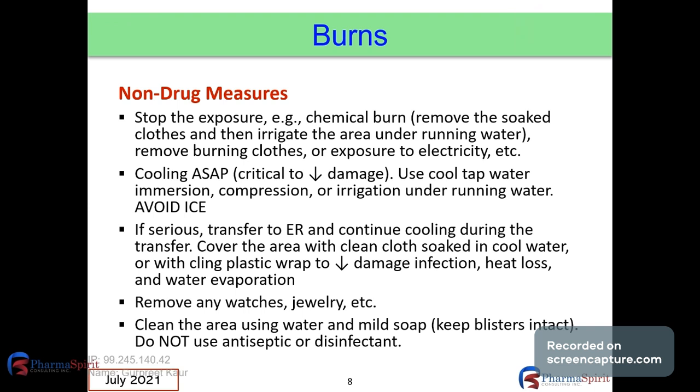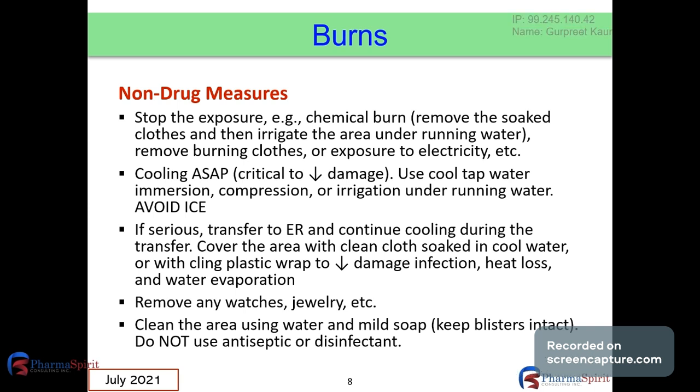Important also to avoid ice. Many people, when they have a burn, try to put ice on the burn. It's important to avoid ice. Why? Because ice can cause vasoconstriction and may worsen the injury, and it may also cause frostbite. Also, it can cause hypothermia. So ice is not a good idea. Lukewarm water is the best.